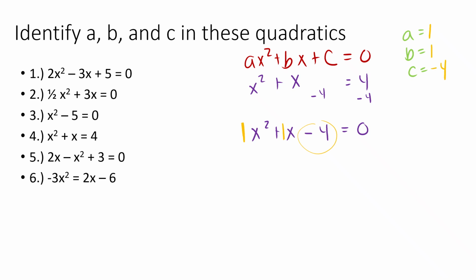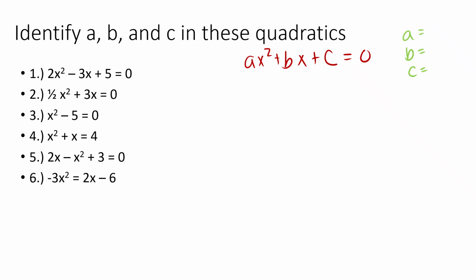If you don't put it in that form where you have the 0 on one side, then what you'll end up having is C is equal to +4 instead of -4. And that will cause everything to just be wrong. So we want to make sure that we have the correct sign on that.